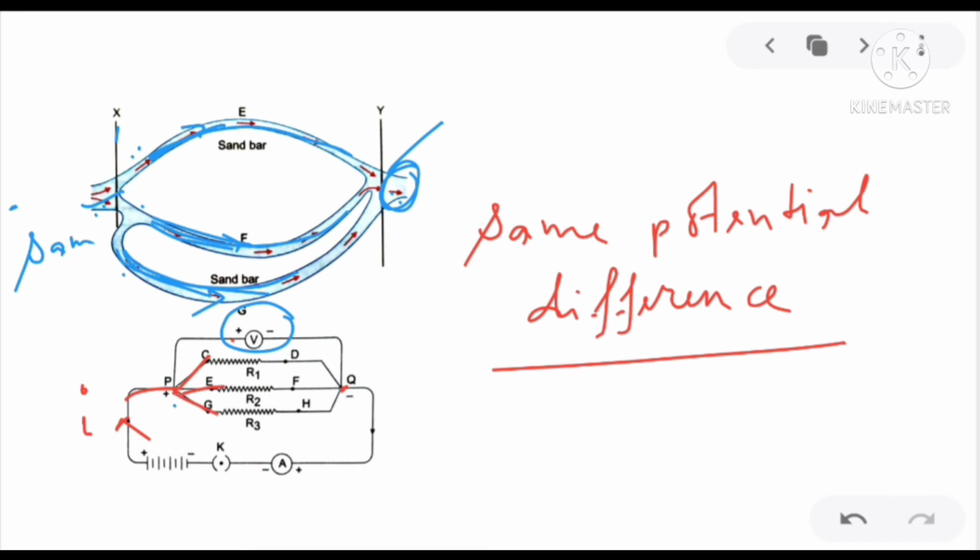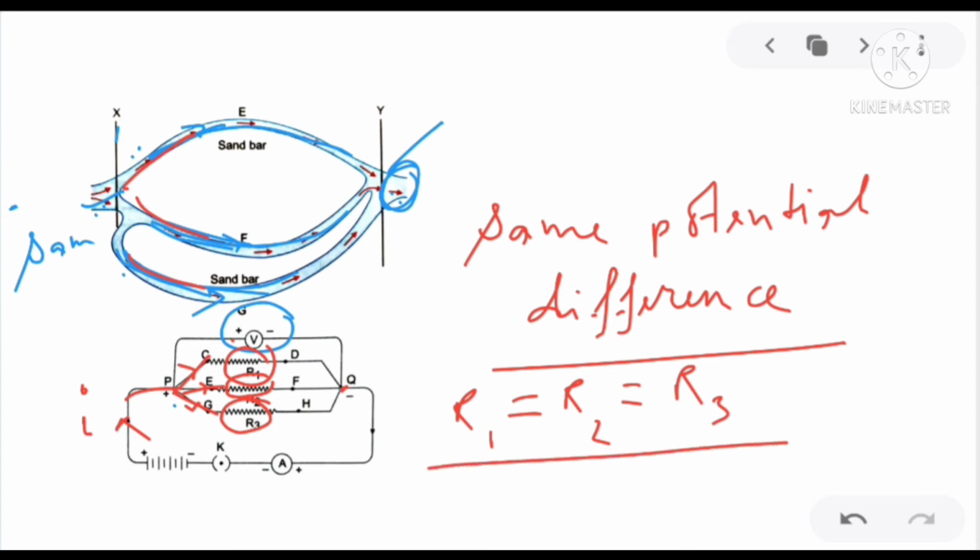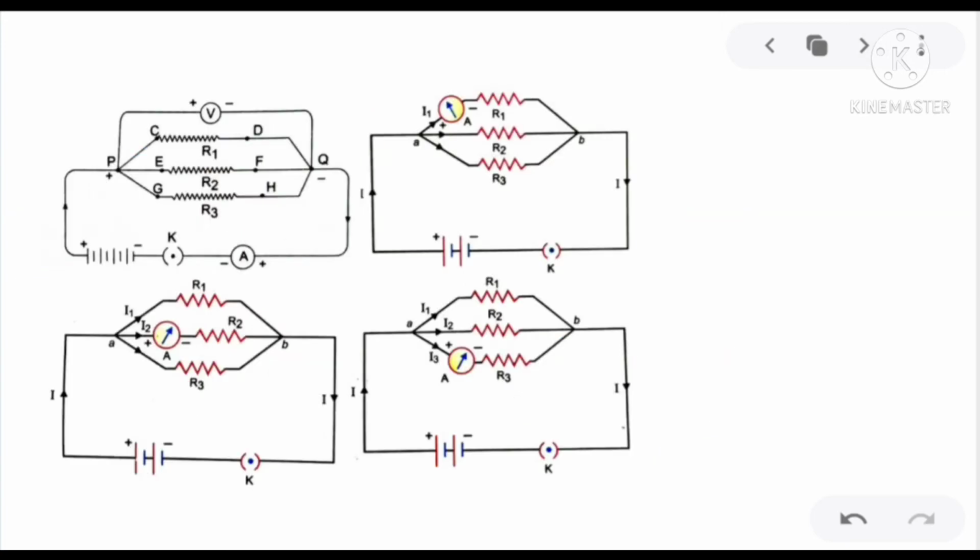Now that current I is divided into 3 parts, the water goes here, here and here. Is the water the same in all the 3 pipes? May not be. The current flowing through these pipes may not be the same; that depends upon the individual resistance. They may be different. If these 3 resistances R1, R2 and R3 are all equal, then the total current is divided into three equal parts.